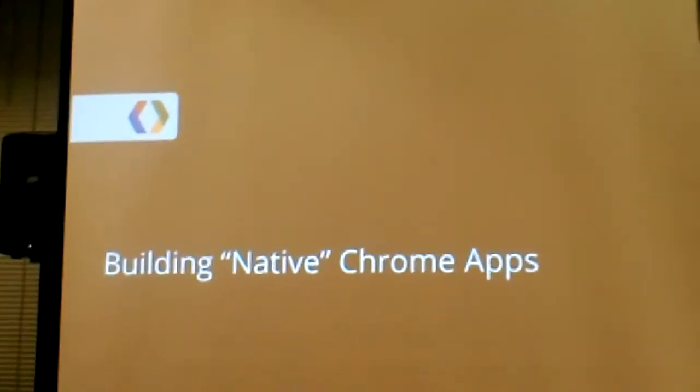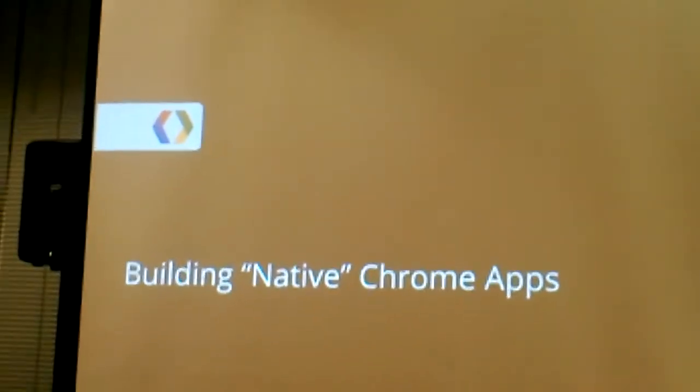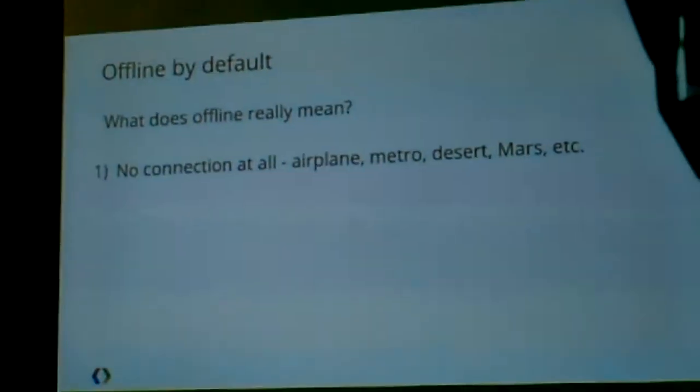All right. So let's talk a little bit about what it means to build a native Chrome app. So offline is interesting. There's actually a couple of different versions of offline. So let me talk about that first. What does offline really mean? Well, there's true offline when you've got no connection, right? I'm in a plane, I'm in the desert, I'm in some secluded room in my building somewhere. There's no connection whatsoever. But most of the time, offline really means crappy offline, right?